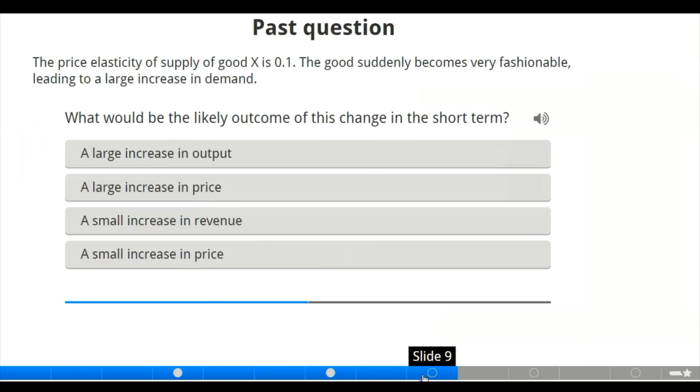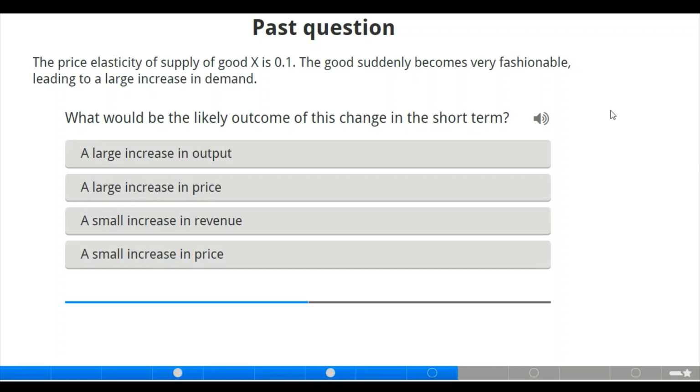Now, moving to the next slide, we also have one past question here. Now, let's start looking into the question. The price elasticity of supply of a good is 0.1, which means it is inelastic. Now, the good suddenly becomes very fashionable. That means there will be a large increase in demand. What will be the likely outcome of this change in the short term? Now let us look at this question.